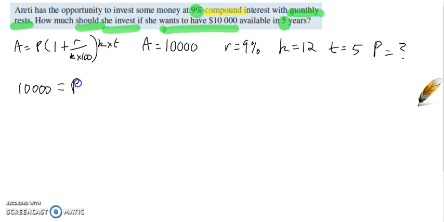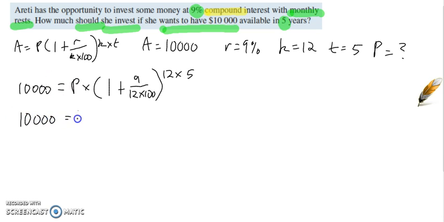Principal is the thing we're looking for, so we just write P, 1 plus R over, which is 9, K is 12 times 100, to the power of 12 times 5. So we can go and type that into our calculator. So we obviously don't know what P is equal to, so we can't put that in yet.